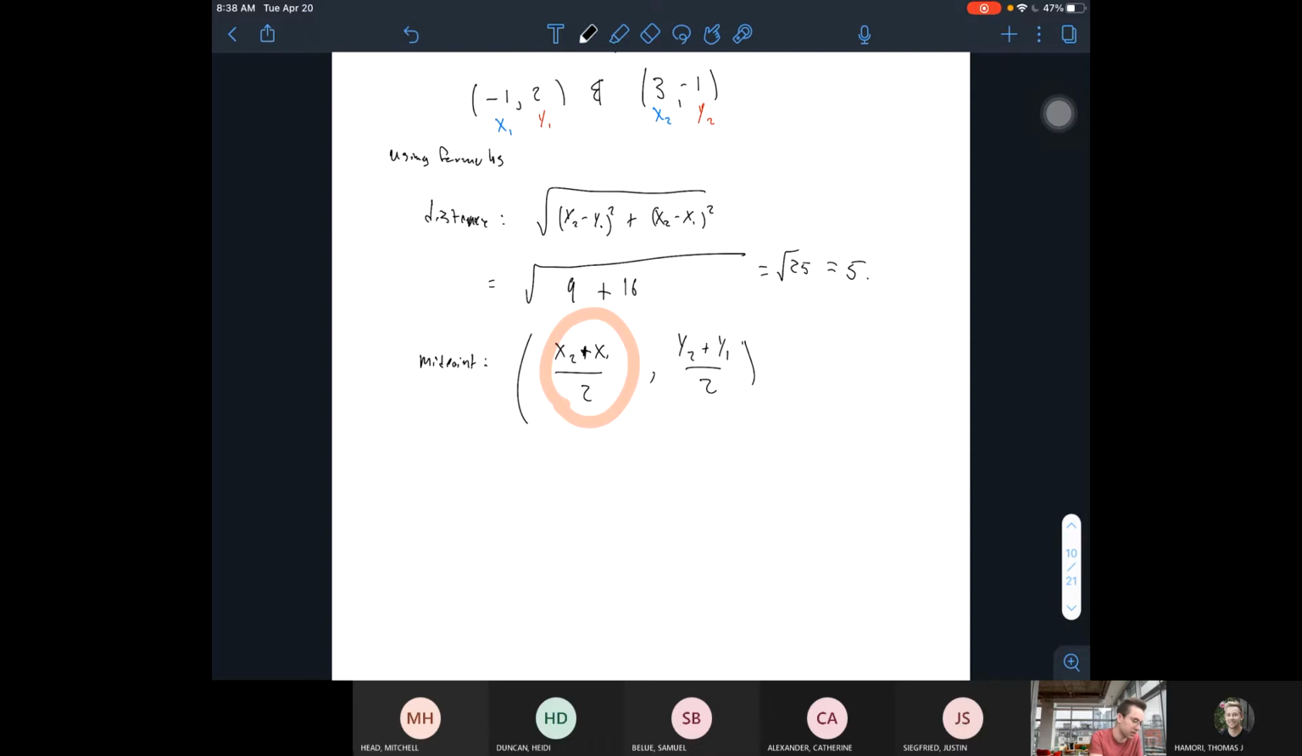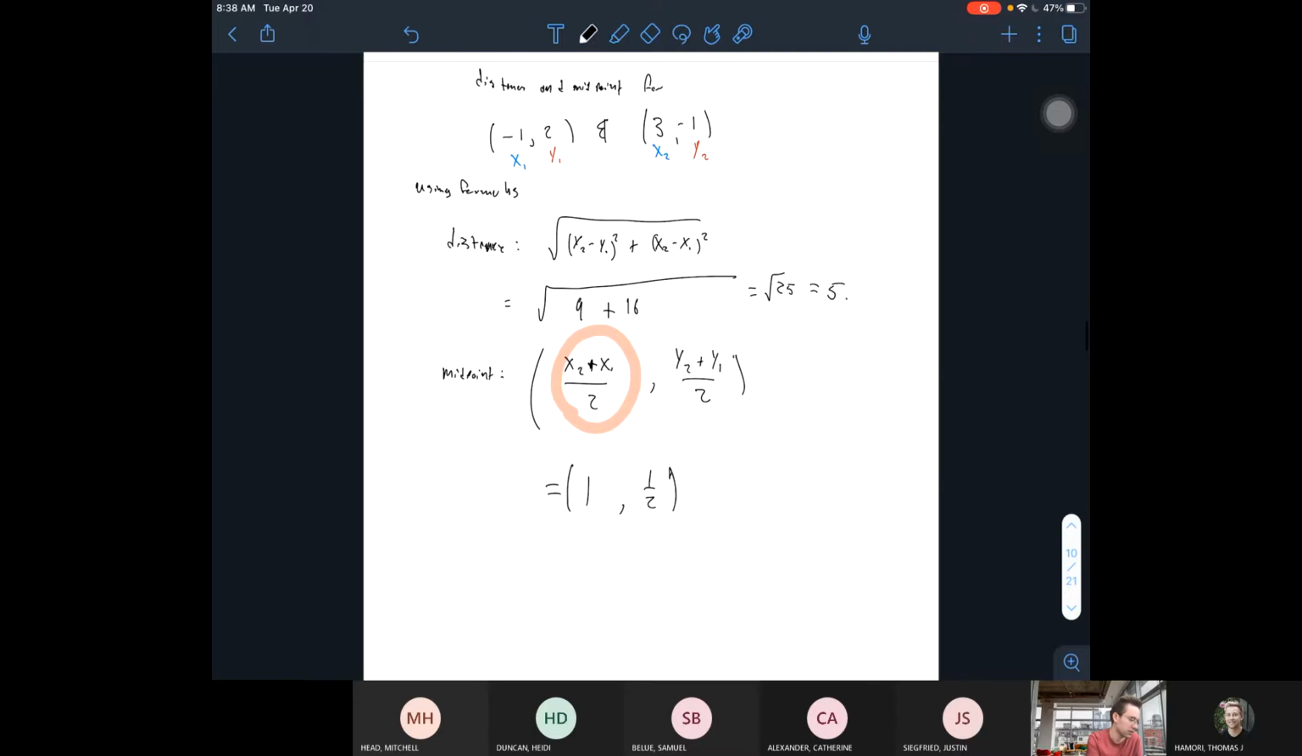Okay, so in our case, we take x1 plus x2. This time it's a plus, so -1 plus 3 is going to be 2. So 2 divided by 2 is exactly 1. And the y2 plus the y1, well, we do -1 plus 2 is 1. Divided by 2 is just 1/2. Okay, so this is the midpoint. So that's how you can use the formulas.